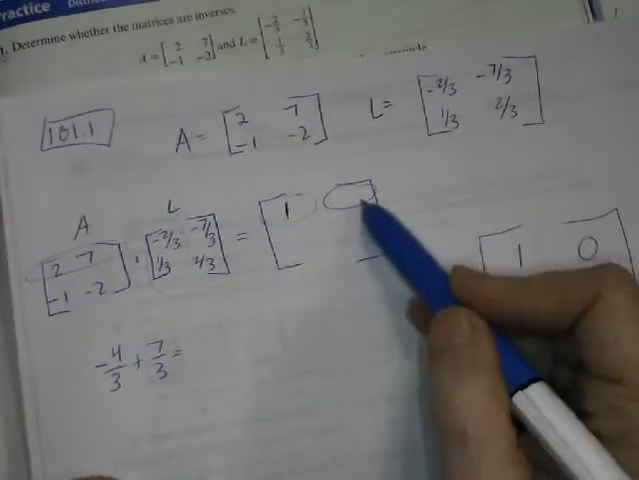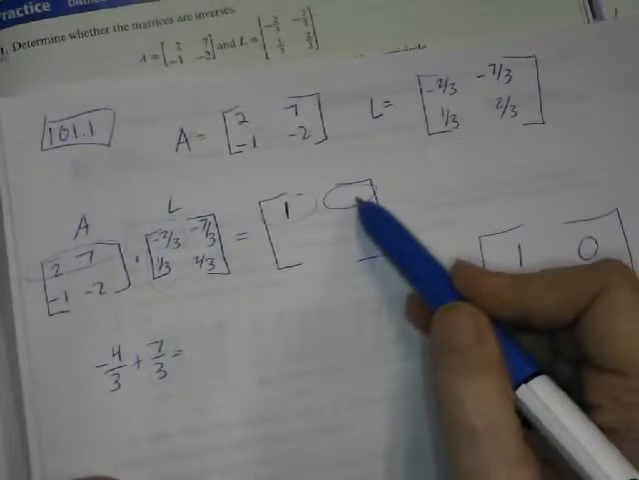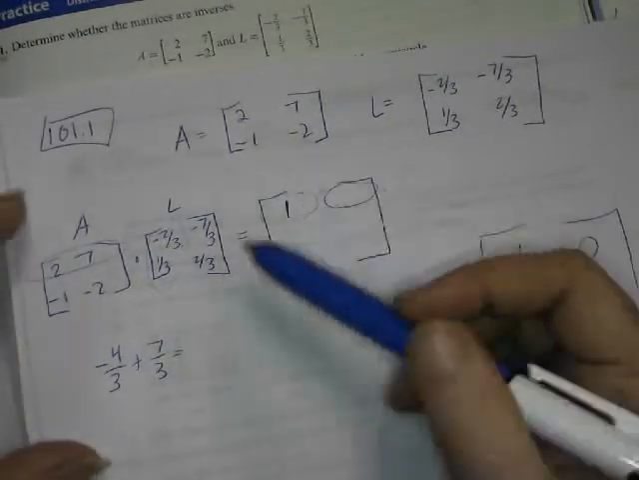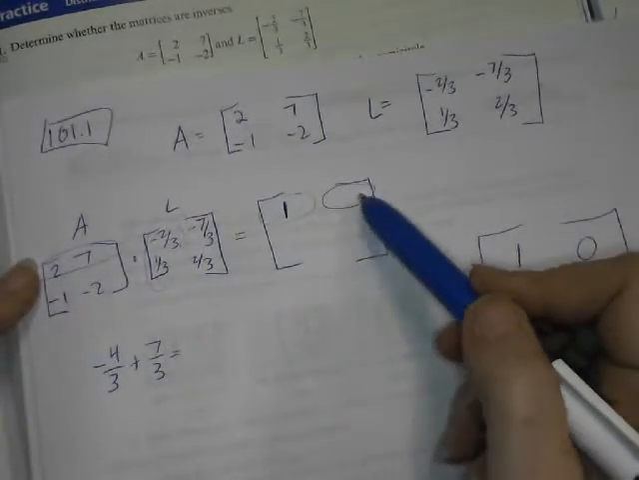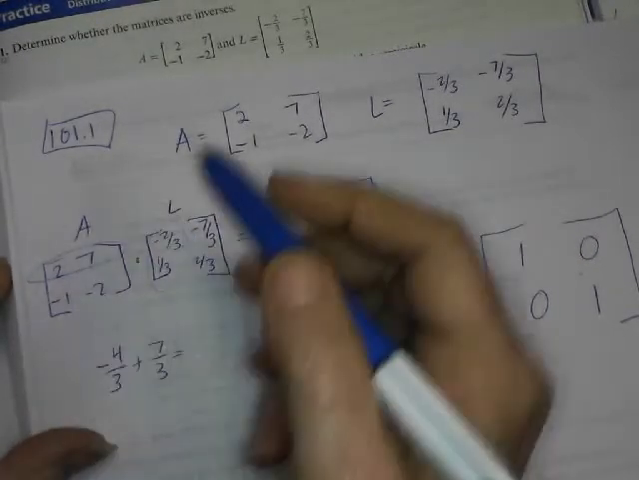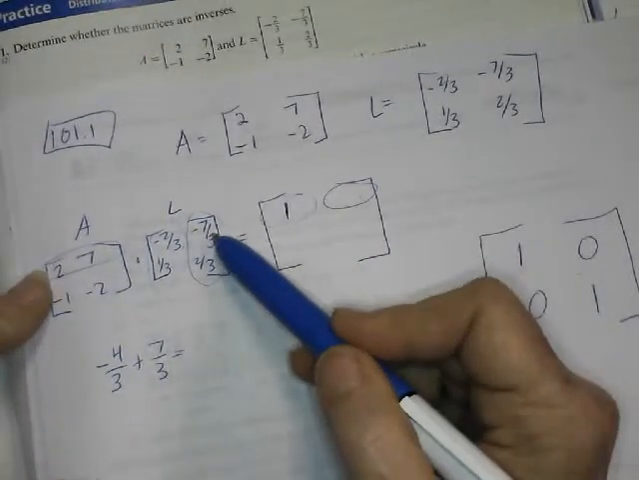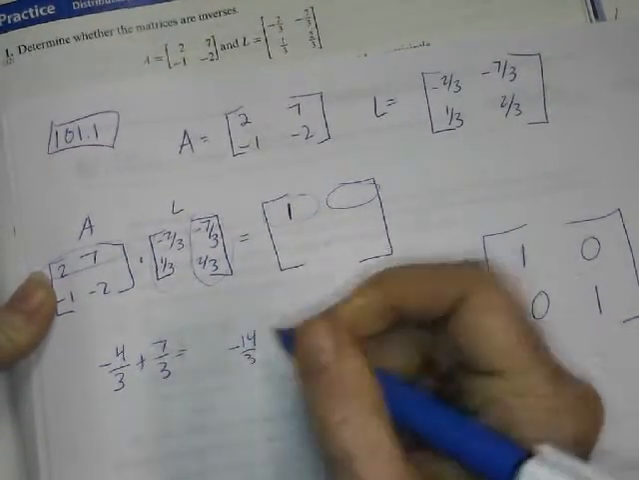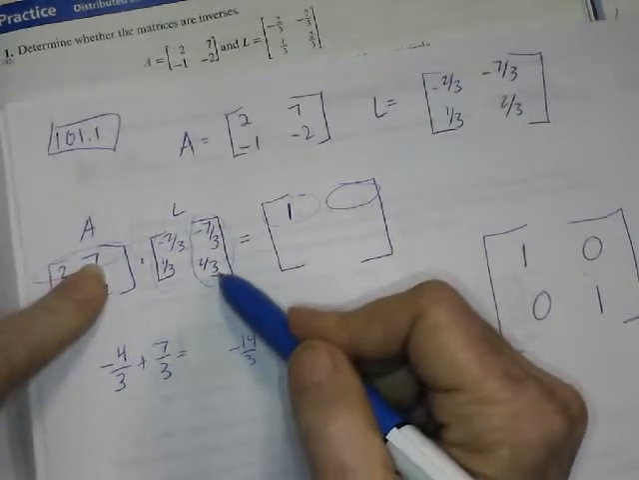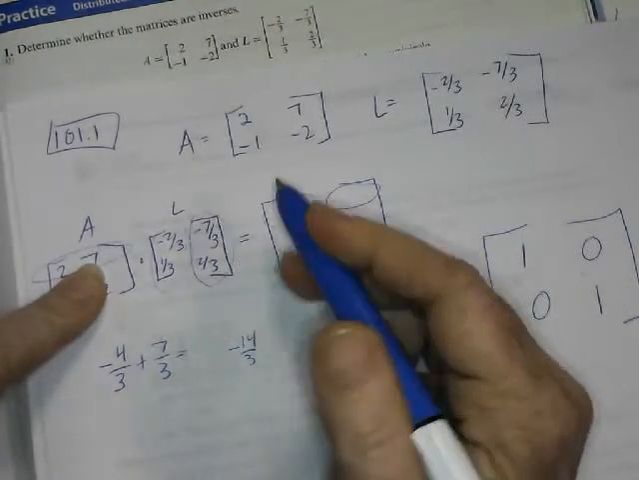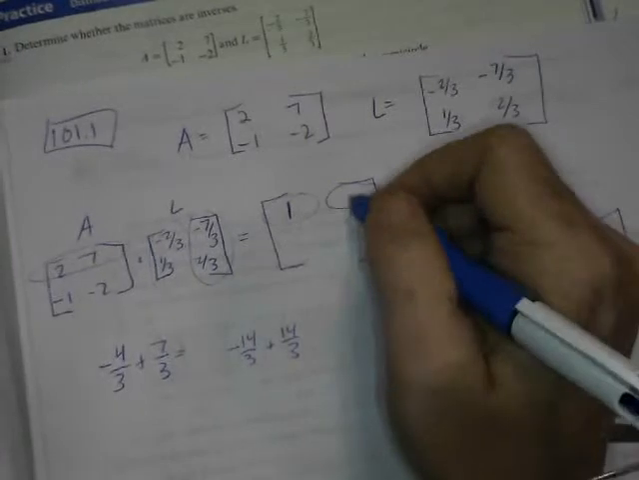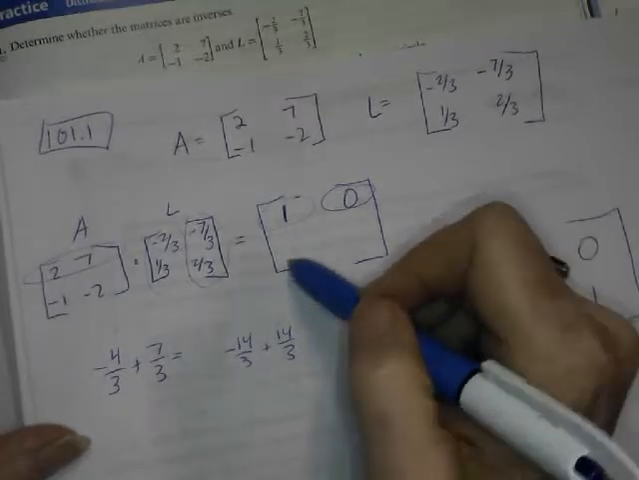This is row 1, column 2, this position. I'm wanting it to be a 0. If it's not, it's not, but that's what I'm checking for. So I'm going to use row 1 and column 2. 2 times negative 7/3, that's negative 14/3, plus 7 times 2/3. Well, 7 times 2, that's 14/3. That made 0. So that's good. Put the 0 in. Wow, okay. Full house.